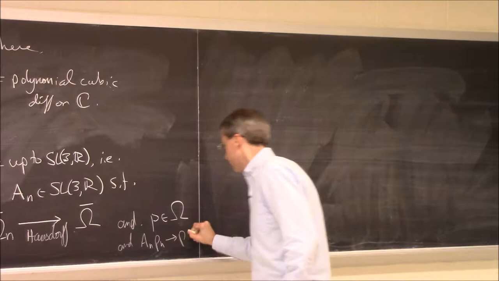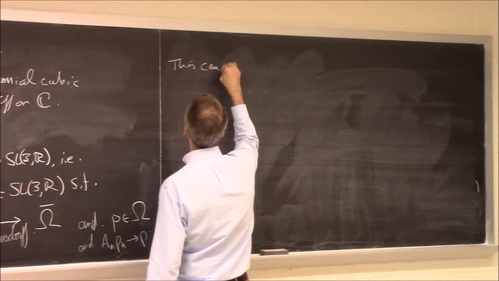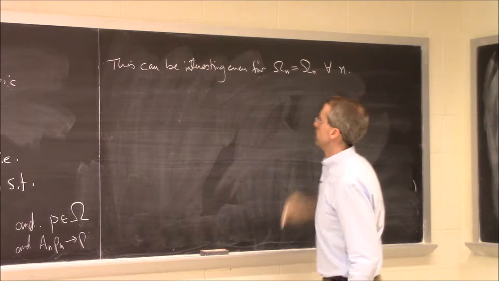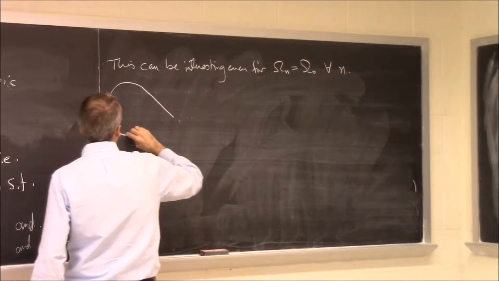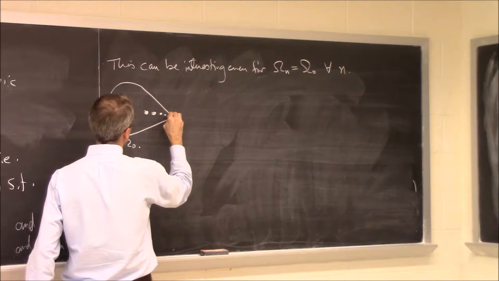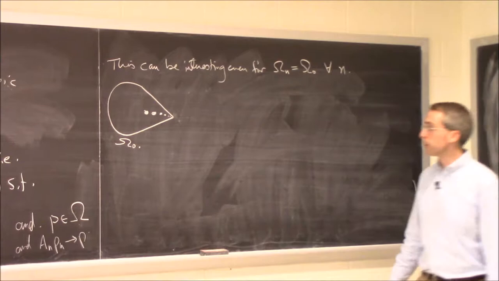This kind of convergence can actually be interesting even for omega n constant and equal to omega 0 for all n. So I'll just draw a little cartoon picture of that. Okay, so you could take some kind of ice cream cone domain. So let's call this omega 0. And a sequence of points in it whose limit is in the closure of omega 0, not in the interior.